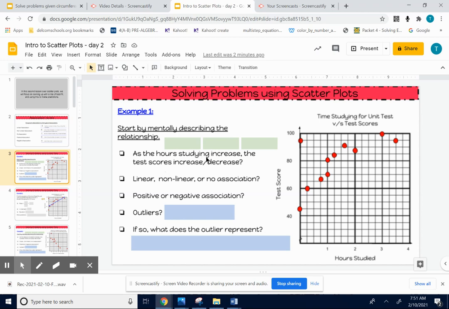As the hours increase, do the test scores increase or decrease? As the hours go from left to right, think left to right, because that's what you do when you read anyway, you go from left to right on the x-axis. As the hours studied increase, what happens to the test scores? You can just look at the heights. Okay, they increase.